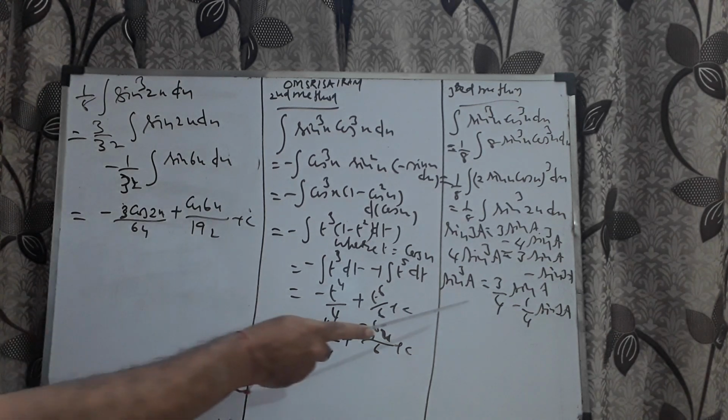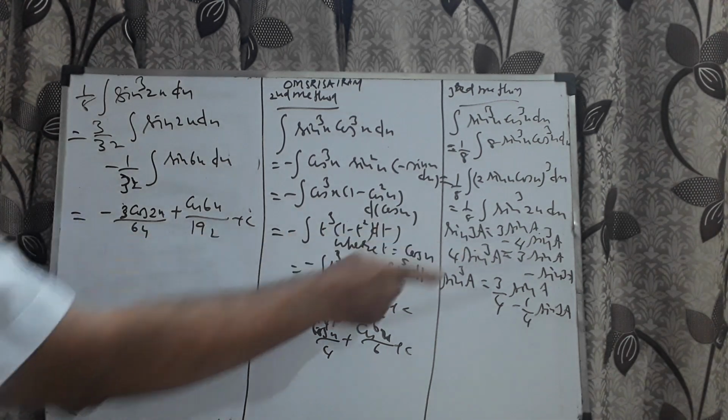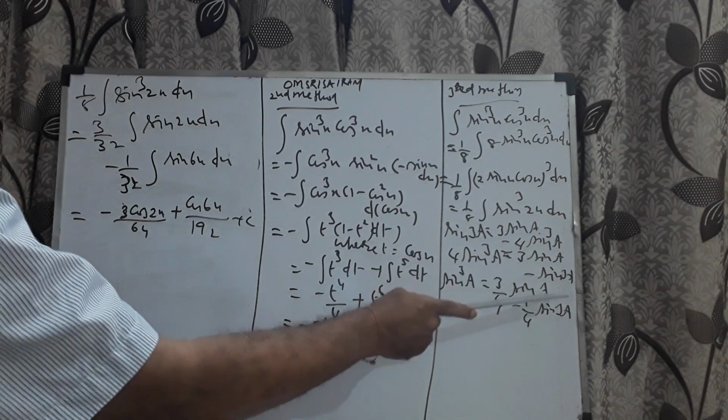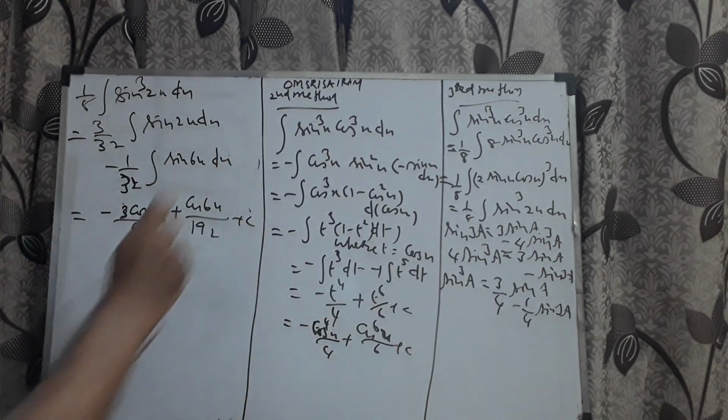Let me get the formula of sin cube A in terms of sin 3A from sin 3A. Let us not memorize that directly. Sin 3A is 3 sin A minus 4 sin cube A. 4 sin cube A is 3 sin A minus sin 3A. Sin cube A is 3 by 4 sin A minus 1 by 4 sin 3A.